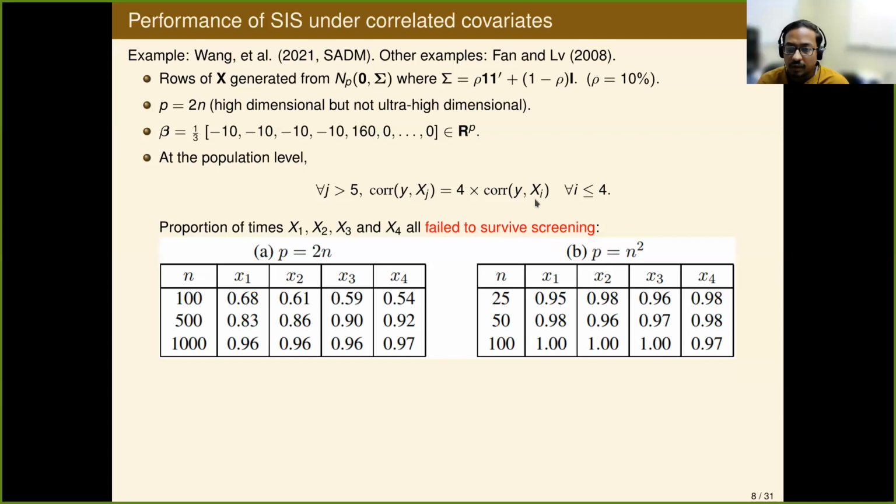And because of this, as n goes to infinity, it can be shown that these actually important variables surely fail to survive screening. For example, when the sample size is around 10,000, the variables x1, x2, x3, x4, which were actually important, fail to survive screening; they are ranked very low more than 96% of the times. When p scales at the order of n squared, this problem is more severe. I mean, the failure rate converges to 1 even faster.